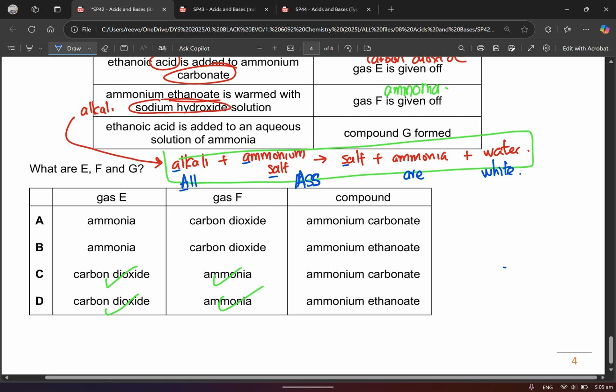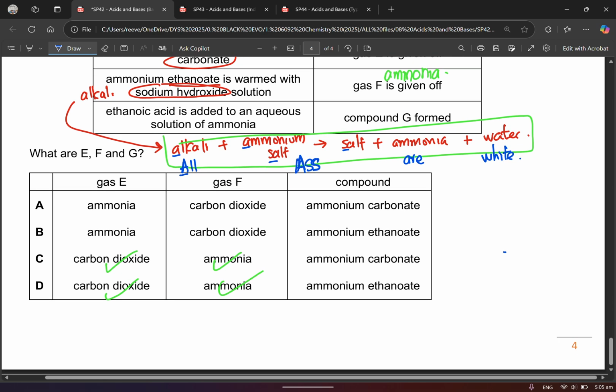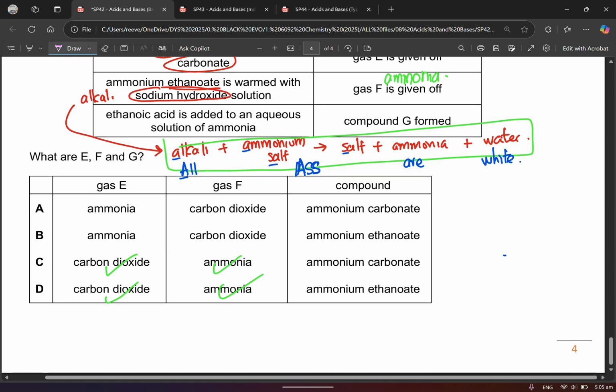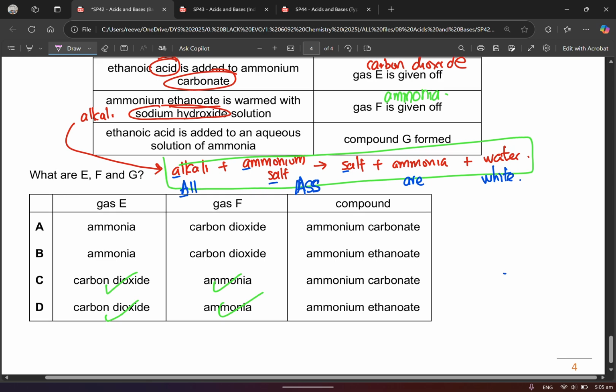Oh, yeah. So I say again, this is invented by my student. But it serves as a good memory. I mean, you can remember it for life. Okay, all acids are white. So alkali plus ammonium salt give you ammonia, salt, ammonia, and water.